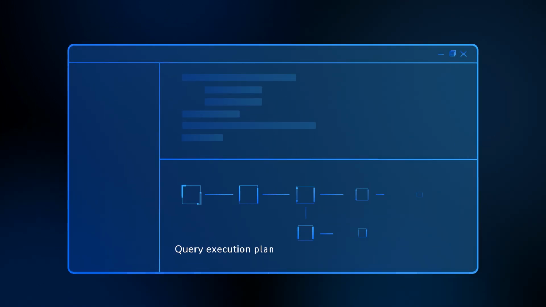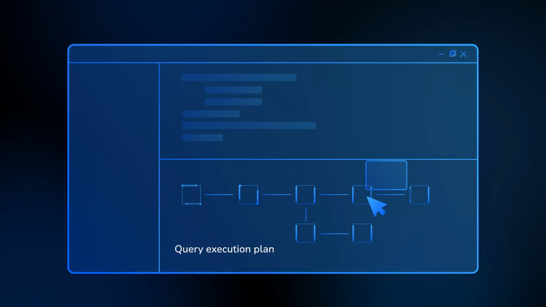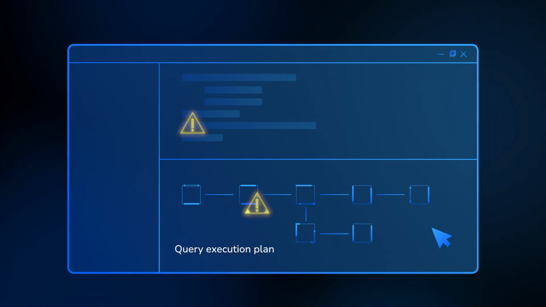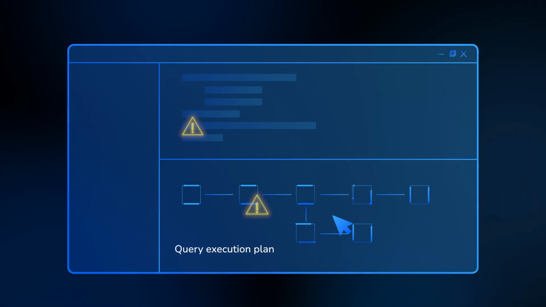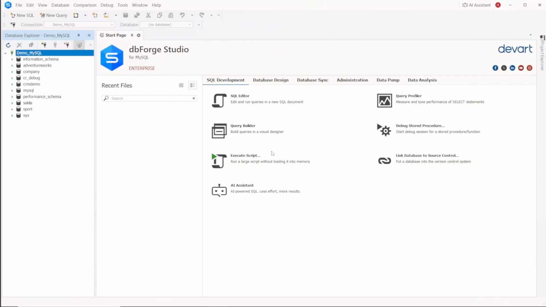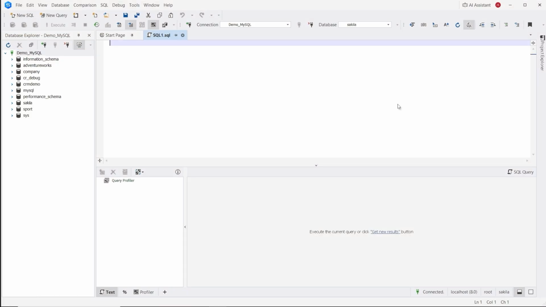With Query Profiler, you can easily monitor your query execution plans, track resource consumption, and identify performance bottlenecks. Through intuitive visualizations, Query Profiler shows you what is going on during query execution and suggests optimization. Query Profiler is included in dbForge Studio, so there's no need to install it separately. Launch the Studio and click Query Profiler on the Start page.